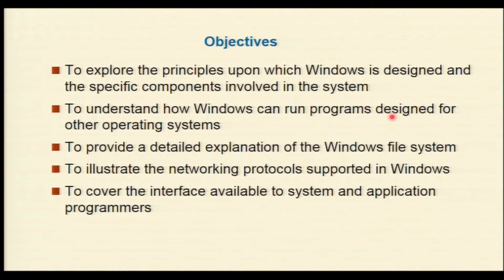To illustrate the networking protocols supported in Windows, we need to understand that the operating system only has a functionality called networking functionality, but the actual networking is implemented through a set of protocols which are defined and specified by the International Standard Organization Open Systems Interconnect, ISO OSI reference model, where there is a physical layer, a media access control layer, a data link layer, a network layer, a transport layer, a session layer, a presentation layer, and the application level layer.